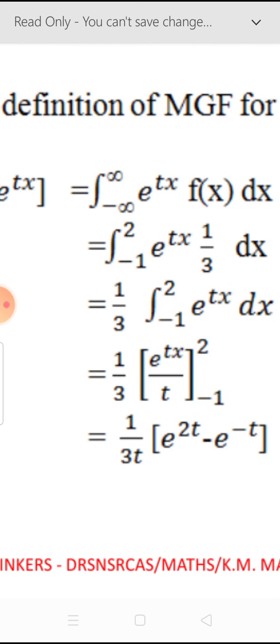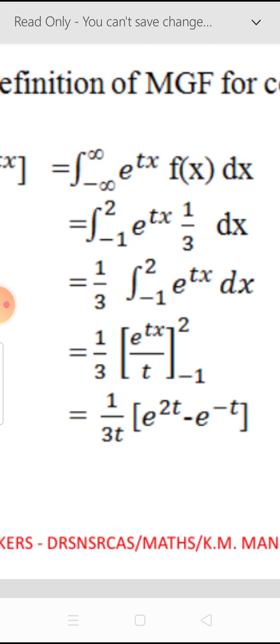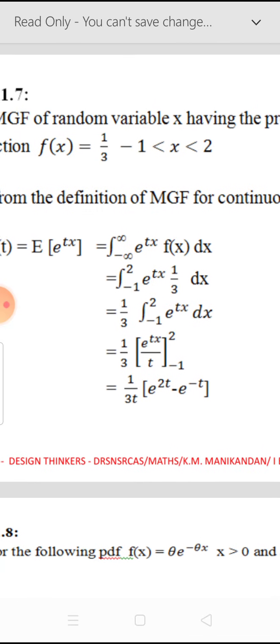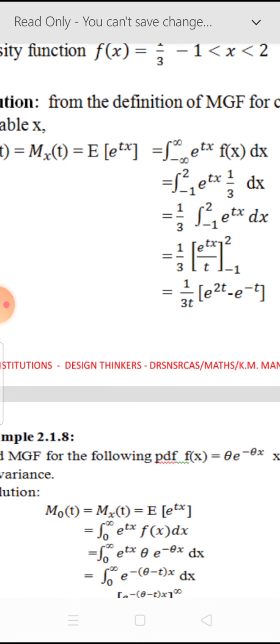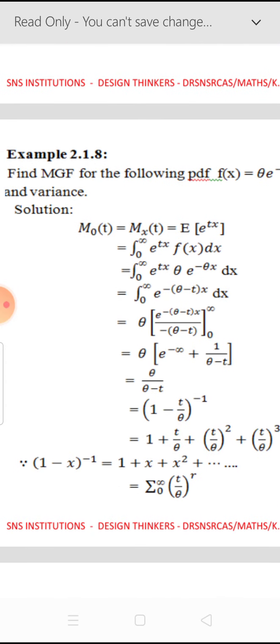Then we apply the upper limit minus lower limit. By substituting x equal to 2, you get e power 2t, minus the lower limit, where you replace x by minus 1, so e power minus t. So we get 1 by 3t into (e power 2t minus e power minus t). This is one simple example. We have found the moment generating function for the continuous random variable x for the probability density function f of x.